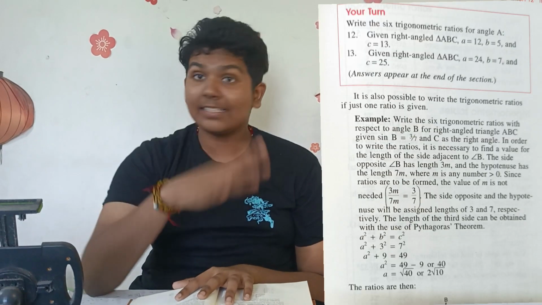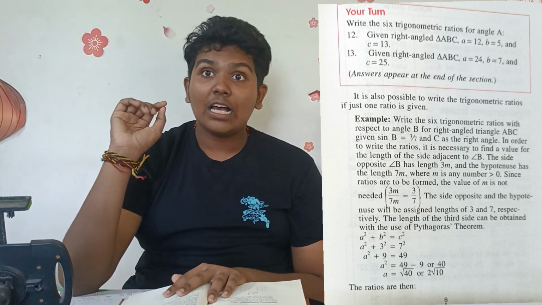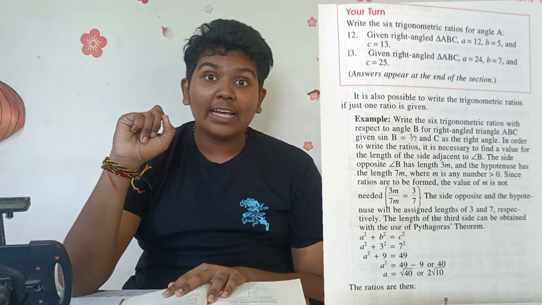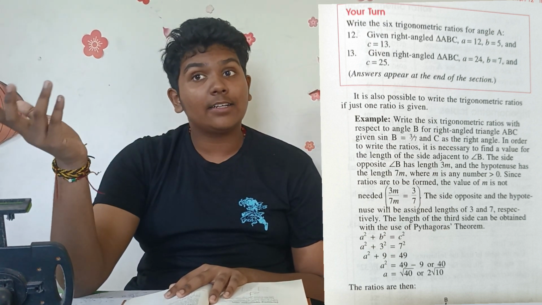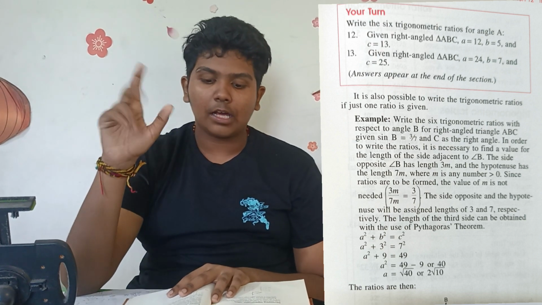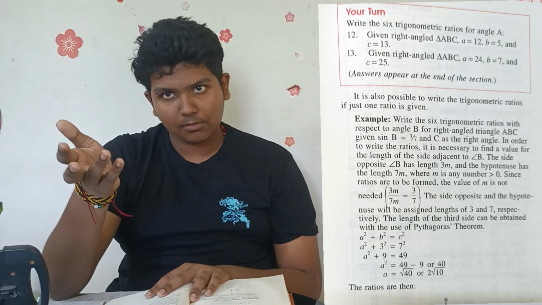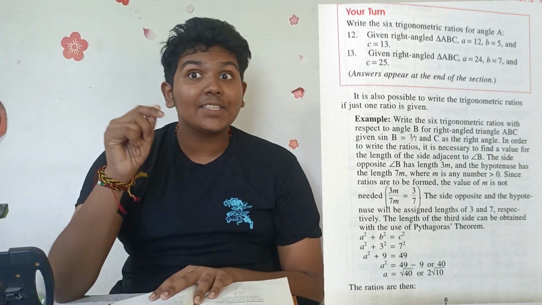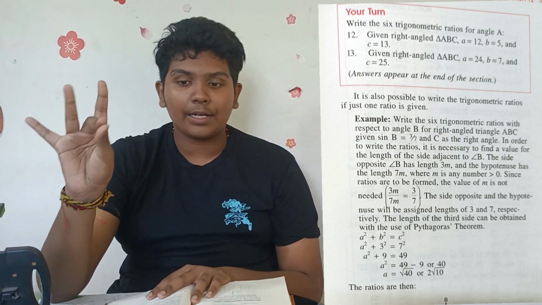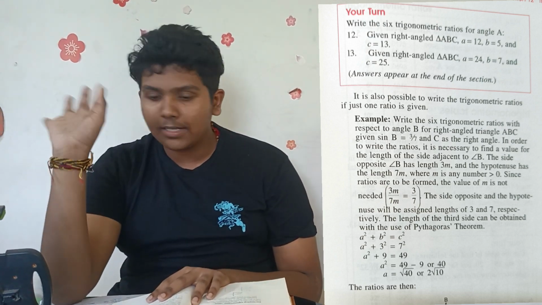So I have the question here. Write the six ratios with respect to angle B for the right angle triangle ABC. Right angle means the 90-degree triangle. Given sin B is equal to 3 by 7, and C is the right angle. So C is equal to 90 degrees.